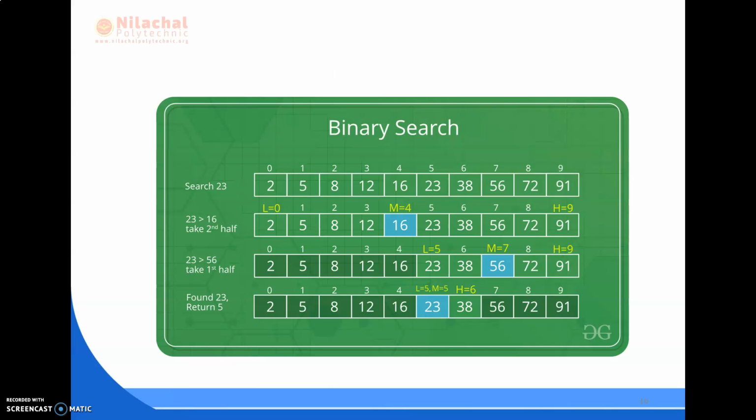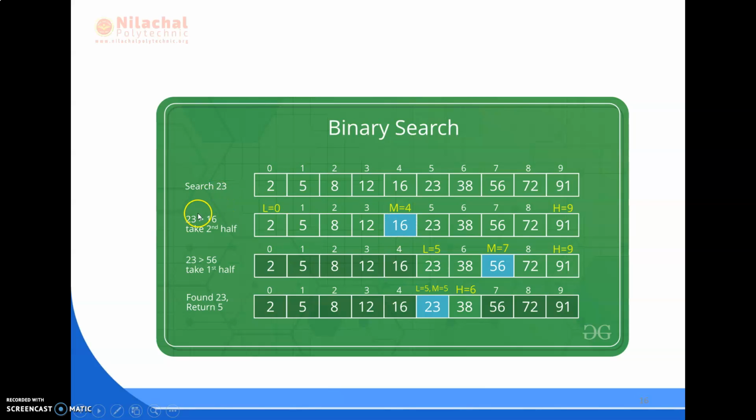We will see one example of binary search here. For example, this is a sorted array. So first we need to remember that binary search is being done on a sorted array only. So for example, we are searching for 23. First we will get the mid value. So mid value is lower bound 0 plus 9 divided by 2. That is the integer value we are getting, 4. So 16 is the mid value.